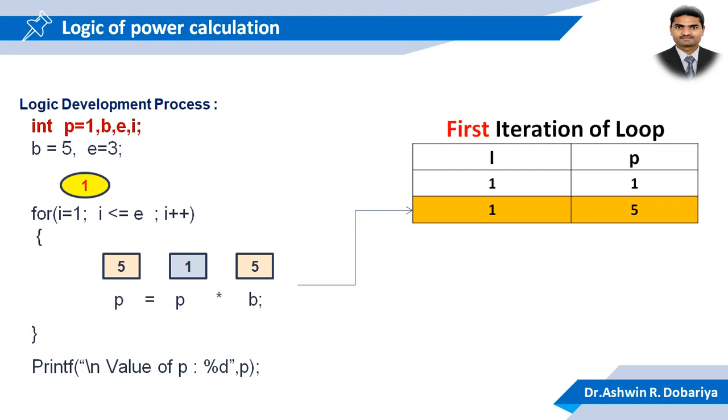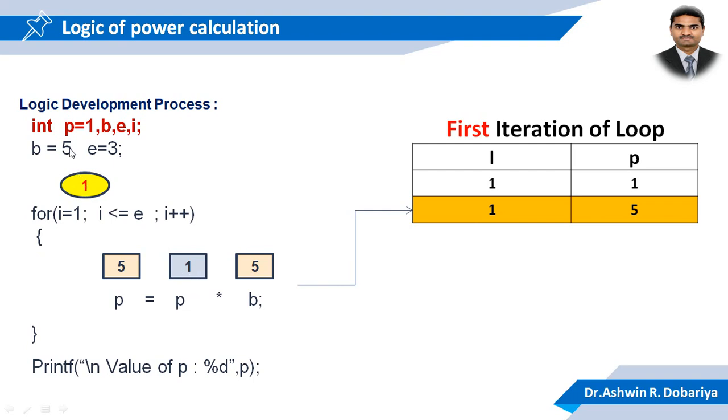Here, let me first write the for loop. How can we write the for loop? for I is equal to 1, because we know the loop has to execute up to the exponent value number of times. Suppose E is 3, then it will calculate 3 times, and the value 5 we have to multiply 3 times.